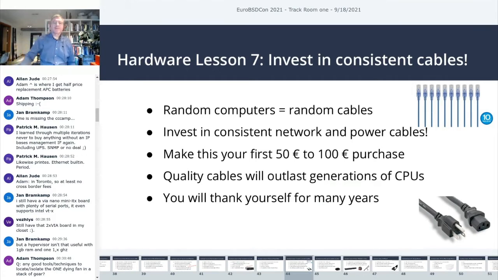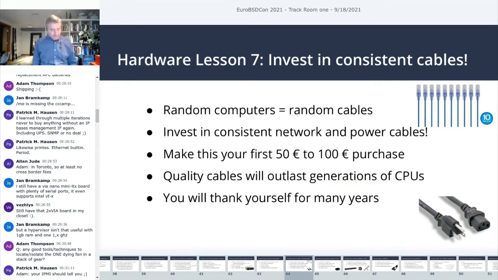Moving on, lesson seven. Oh, you will thank yourself. Consistent cables are generally a very affordable investment, and you will so, so ridiculously thank yourself. I was given a pile of about 20 yay long Ethernet cables, and I use them to this day. However, I later realized you can get a consistent batch of these little Cat 6 thin ones for not a lot of money.